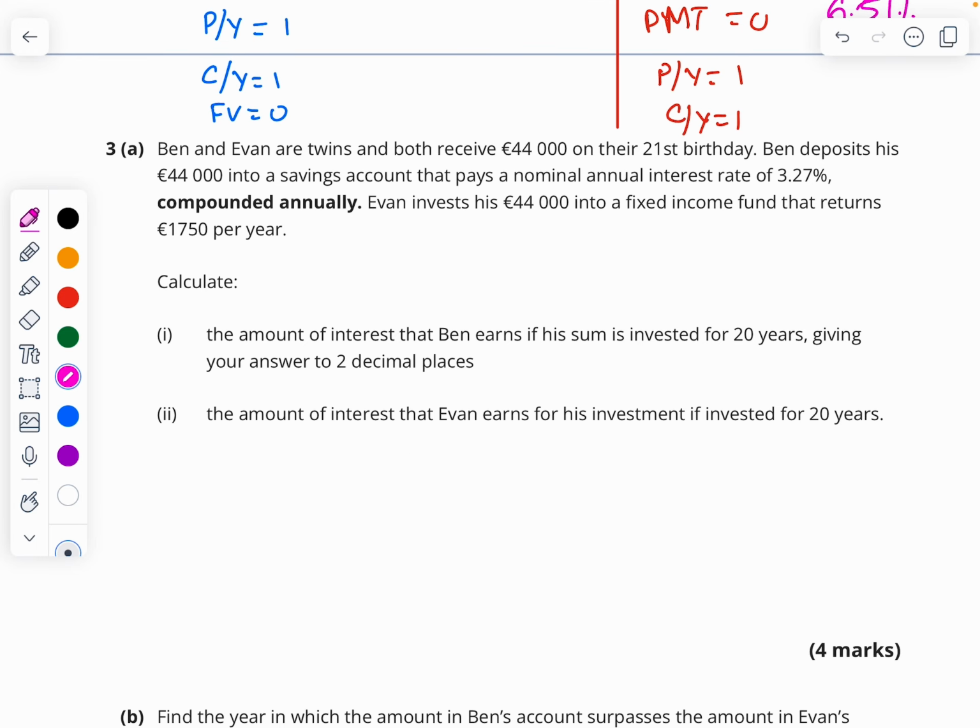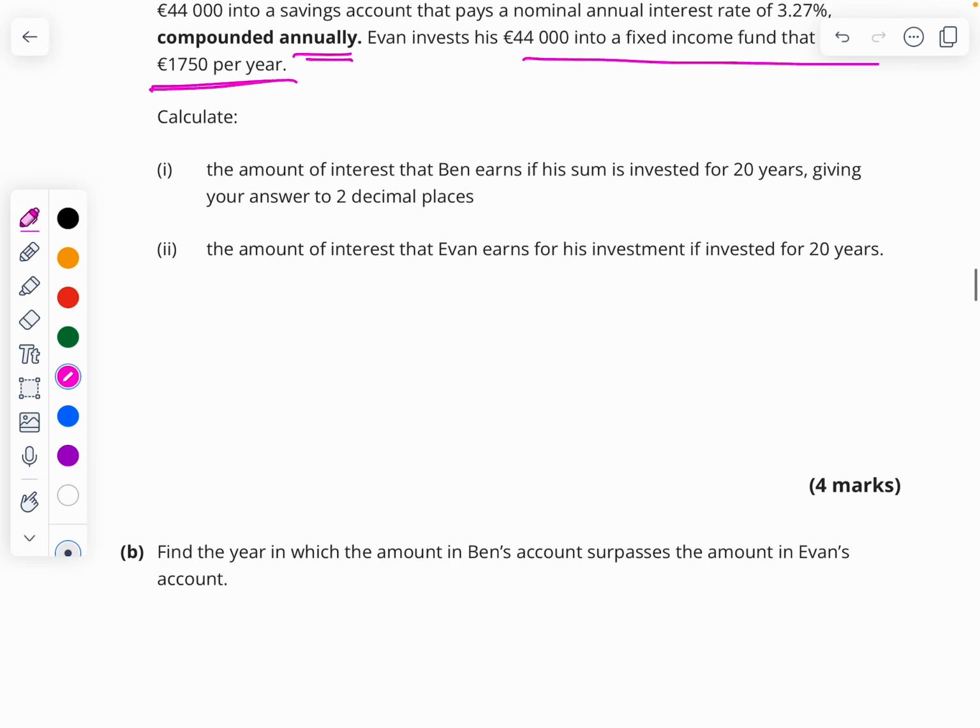Question number 3. Ben and A1 are twins. Both receive 44,000 on their 21st birthday. Ben deposits his 44,000 into a savings account that pays a nominal interest of 3.2% compounded annually. A1 invests 44,000 in a fixed income fund that returns 1,750 per year. Find the amount of interest Ben receives if the sum is invested for 20 years.